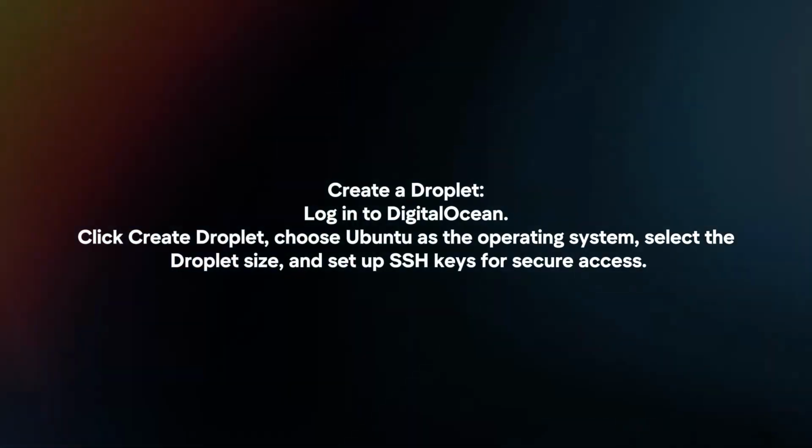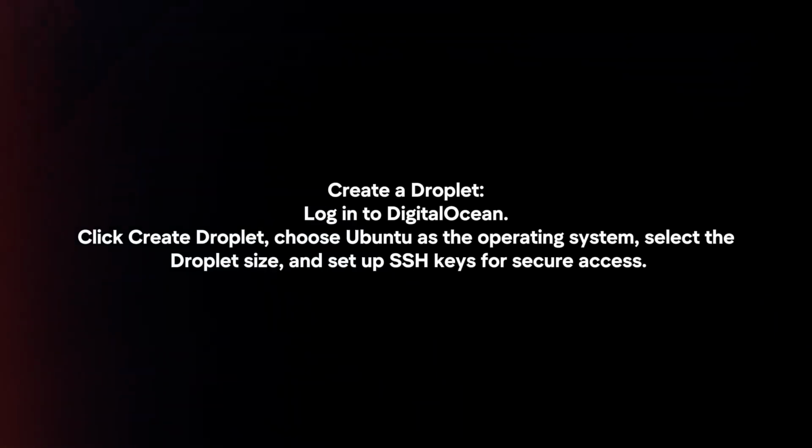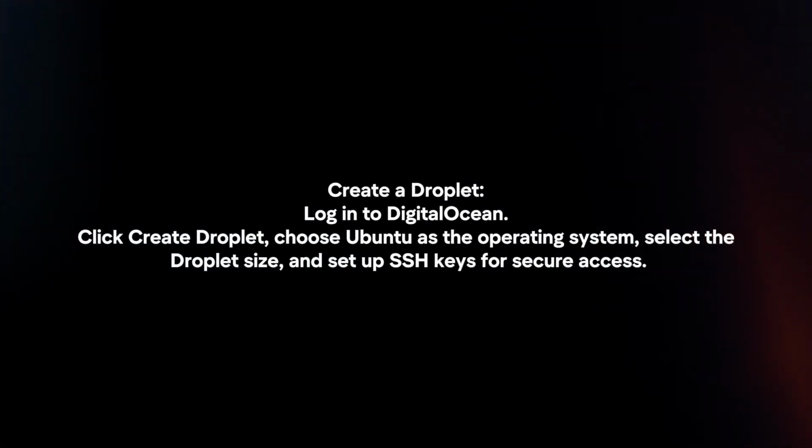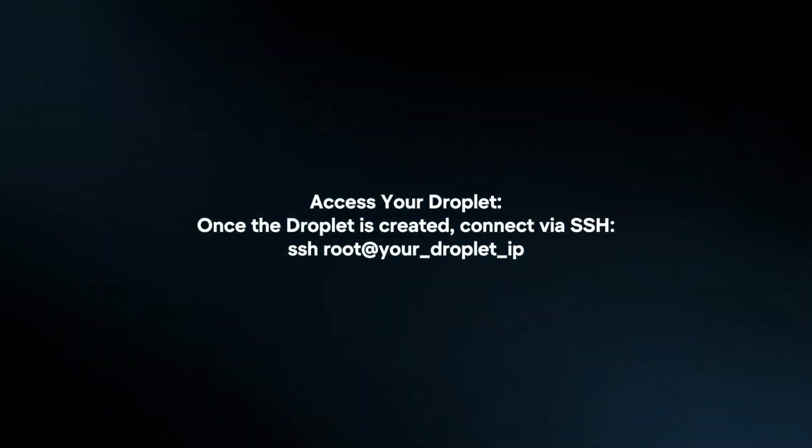Click Create Droplet, choose Ubuntu as the operating system, select the droplet size and set up SSH keys for secure access. Access your droplet. Once the droplet is created, connect via SSH.